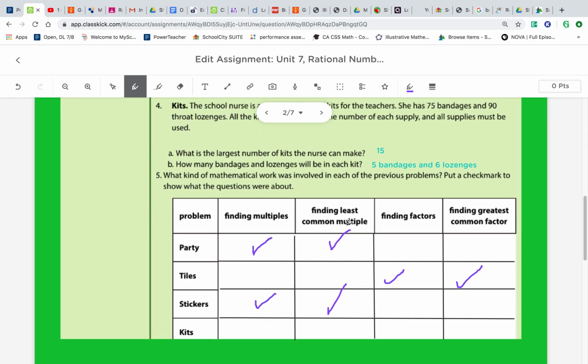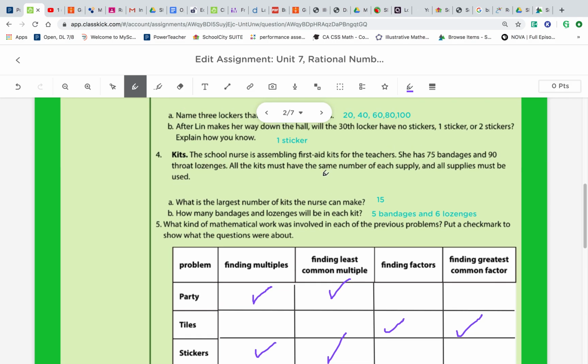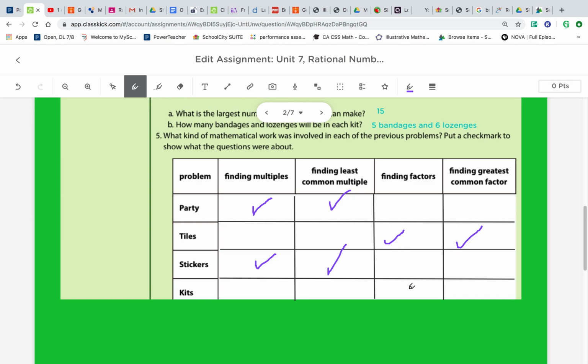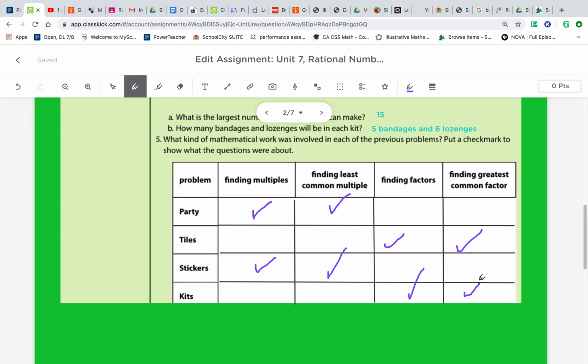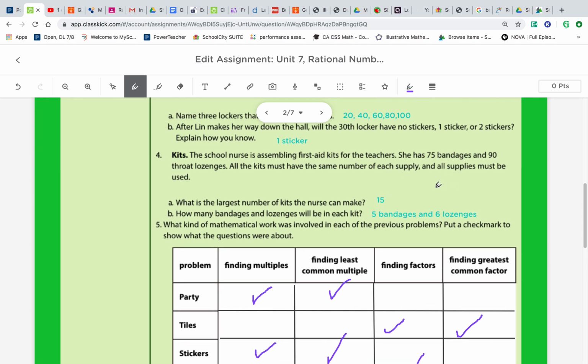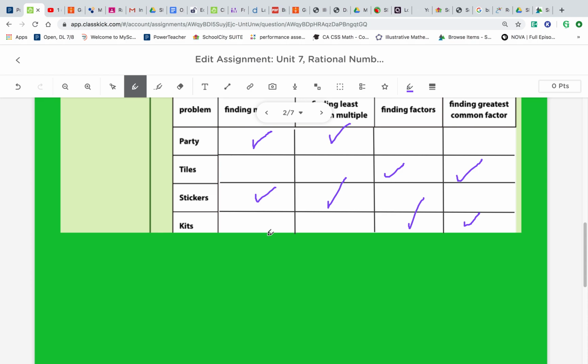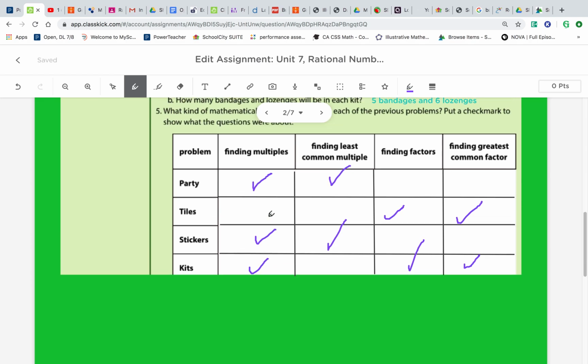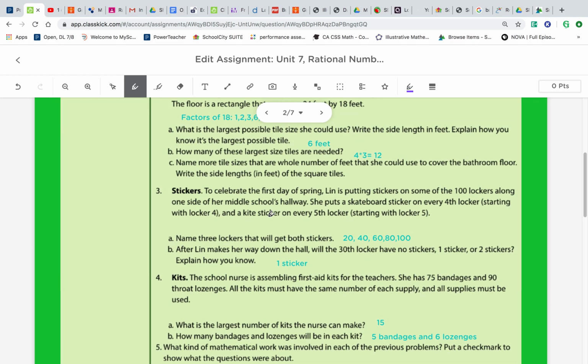And then for the kits, what did we do? We found the greatest common factor, right? So that means we were finding factors, and we found the GCF. If you remember, though, when they asked us how many bandages and lozenges will be in each kit, 5 bandages and 6 lozenges, that's a way of working with the multiples. We know that 15 times 5 is 75, and 15 times 6 is 90, so we actually did find the multiples there as well, but we didn't find the least common multiple. All right.